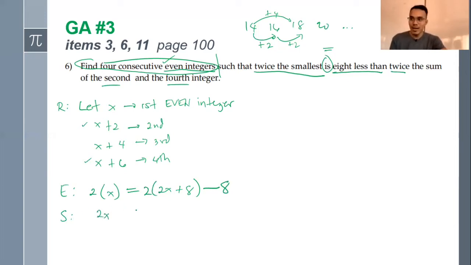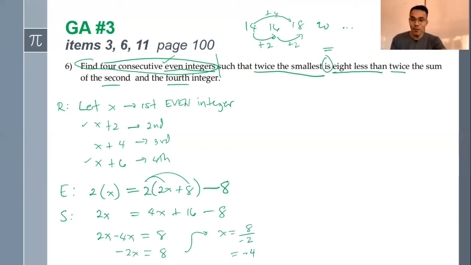We have 2x equals 4x plus 16. You distribute the 2. Minus 8. We have here 2x minus 4x. 16 minus 8 is 8. This is negative 2x, right? And we have here x equals 8 divided by negative 2, that is negative 4.